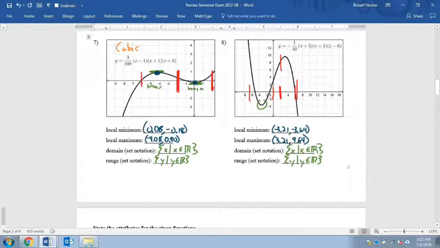Now I will say one thing. Not all the questions on the test actually give you the graph. They may just give you the equation and say, hey, where's the max? Or where's the min? And again, just stick it in your calculator and go. Alright? There we go.